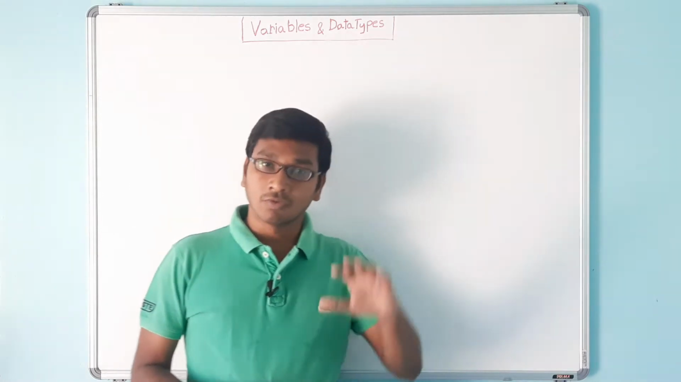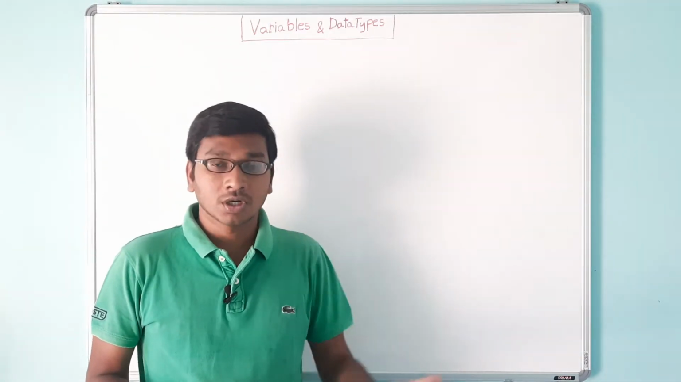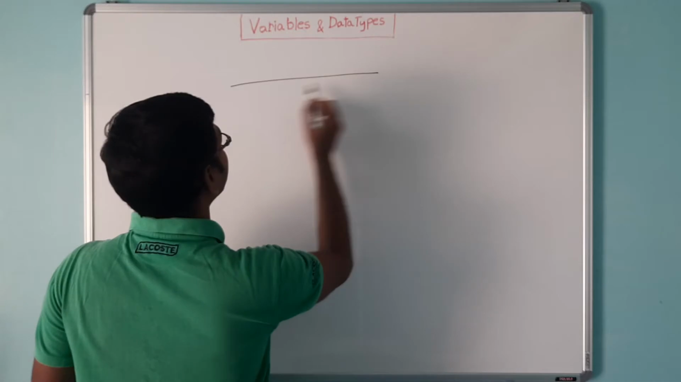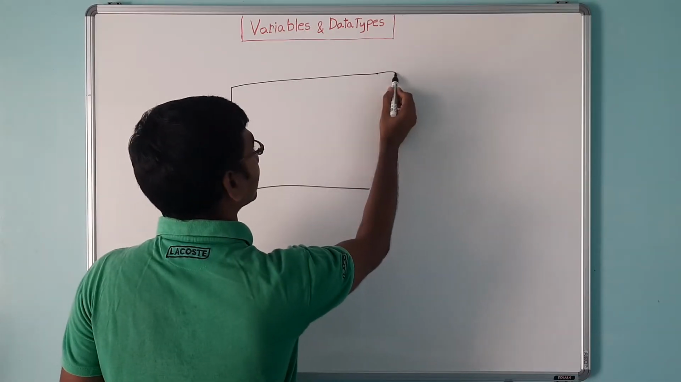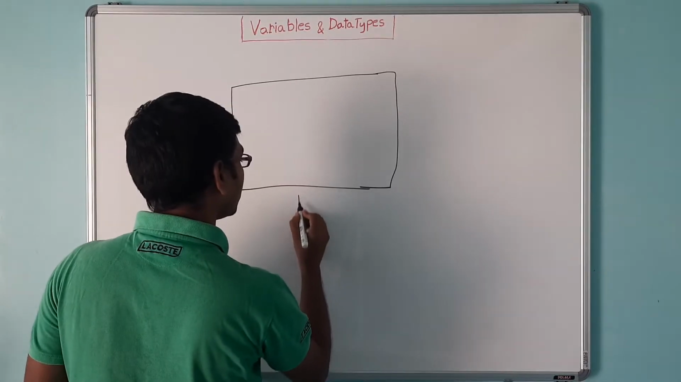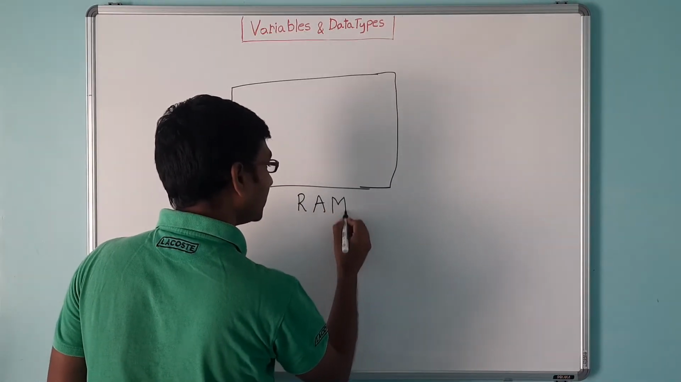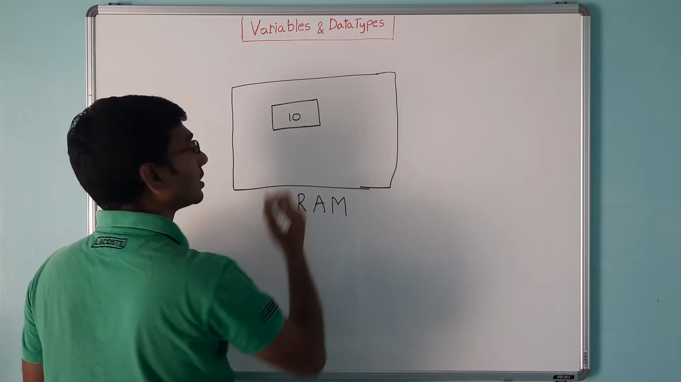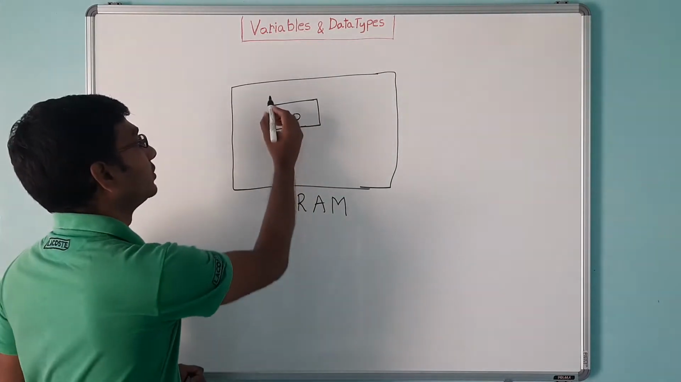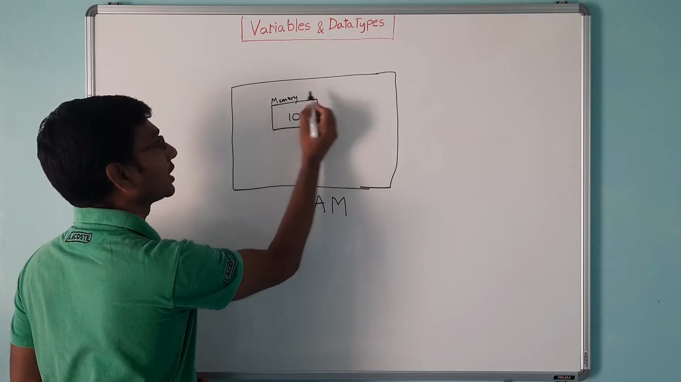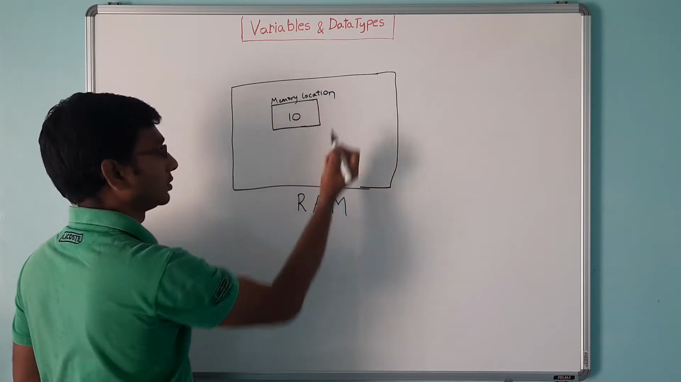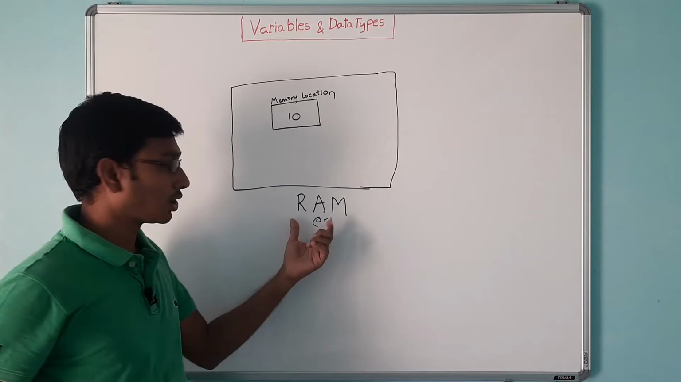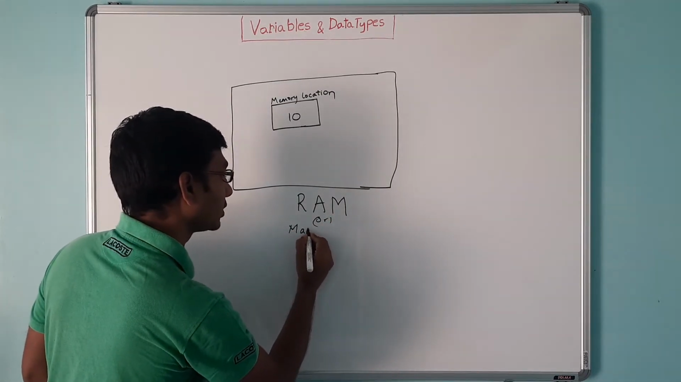In the same way, when we want to write a program, we might need to work on some data. All this data gets stored on RAM. So this we can call RAM, meaning random access memory, and we might be working with, for example, some data called 10, and this is a part of this memory. This we can call a memory location, and RAM is also called main memory.